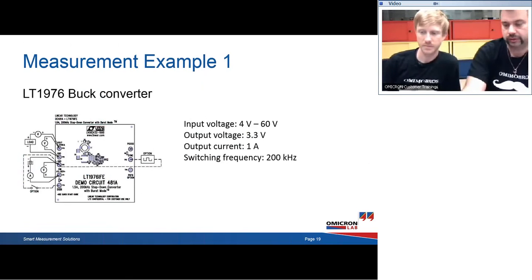Well, and this leads us already to our first example. Here we are, and I hand over to Florian for this measurement.